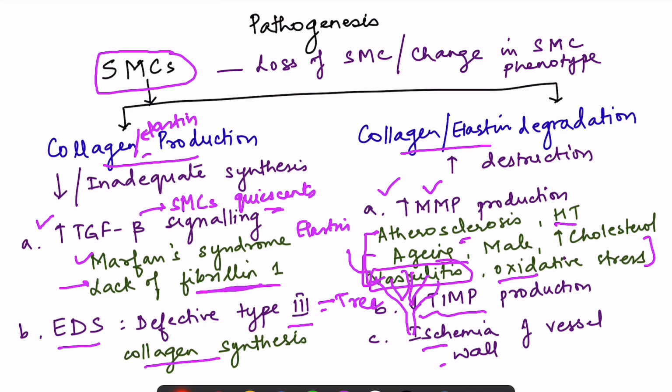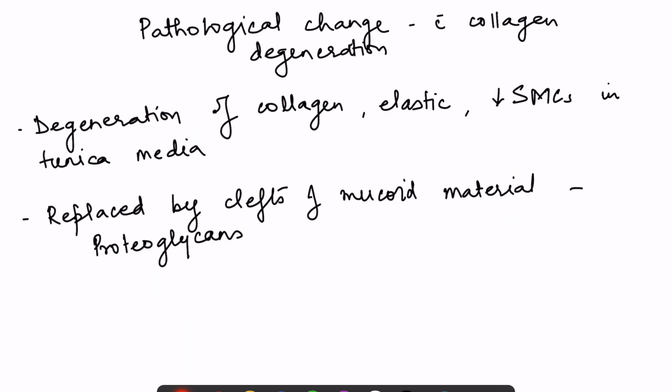Then ischemia of the vessel wall, as again we saw in atherosclerosis. So understanding, collagen elastin production if it is decreased, collagen elastin degradation if it is increased, both are the causes of development of aneurysm. Then there may be loss of smooth muscle cells as well, and there may be change in SMC phenotype. So loss in smooth muscle cells, since they are responsible for collagen production, collagen will not be produced. Change in phenotype, that means the amount of collagen which is produced may be less, right?